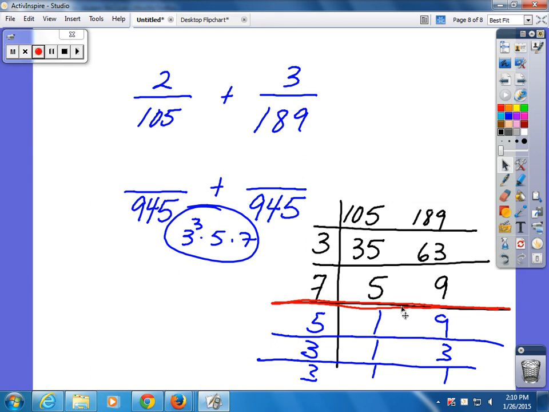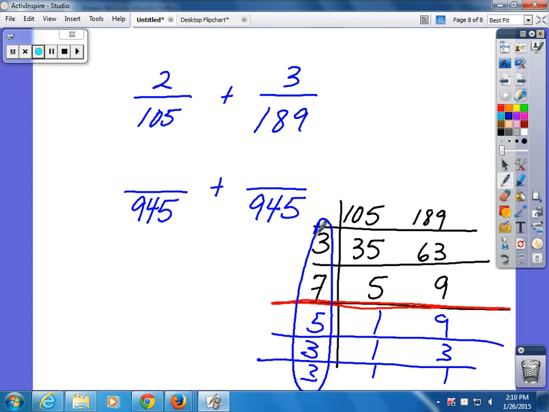Now this is the good part. You don't have to write this down. I don't want you to write it down because you're going to get confused. I want you to just watch. Does everybody agree that this number right here is 945? Everybody agree with that? All right. How many times will 105 go into 945?